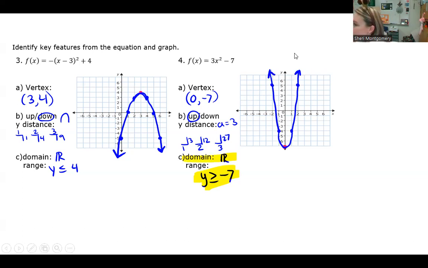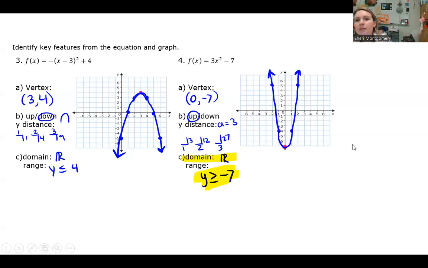Please check your graph and your domain and range. Anybody want to tell me what you messed up on? Did anybody mess up on anything? What'd you mess up on? I started at the right vertex. Okay, vertex point. You didn't plot the points right?